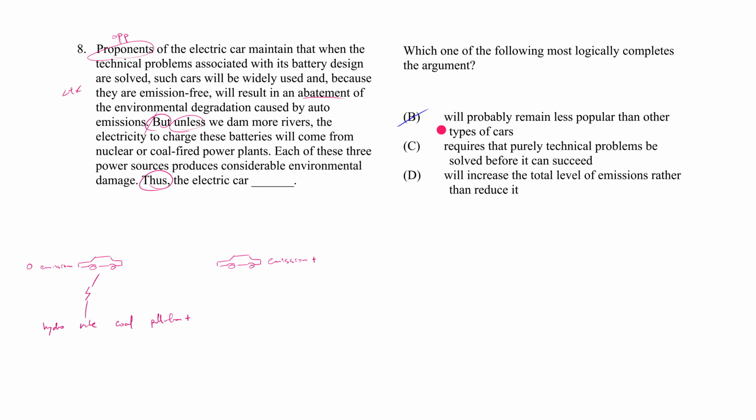B is not inconsistent with the argument, meaning there's really nothing here that says that electric cars will be more popular, but there's also nothing here that says electric cars will be less popular. Just think about this idea of popularity. What does this idea turn on? In other words, what influences popularity?